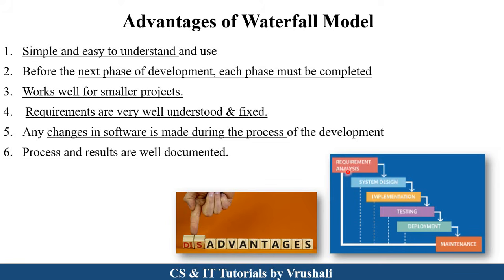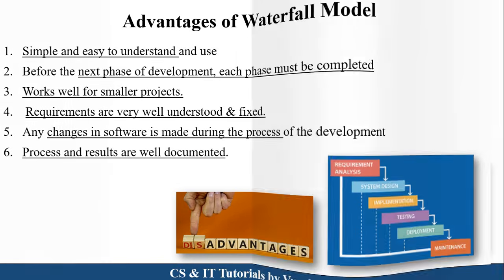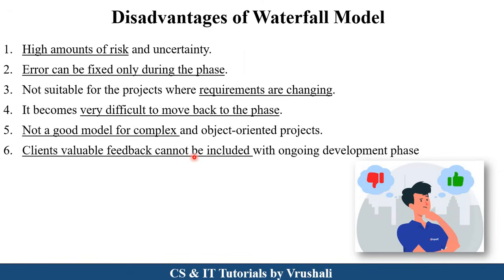First, you need to perform requirement analysis, then design, then implementation, in this way. They can't go backward and change the requirements again. Here, requirements are fixed, so it works very well in small projects where requirements are fixed and understood, right? Here all the processes and results are documented properly. Clear?